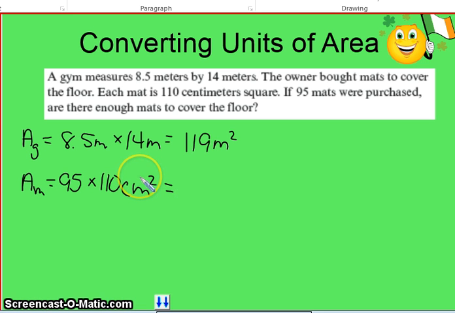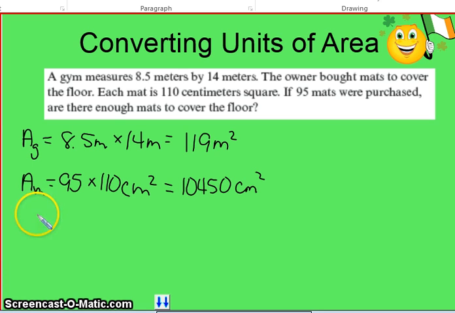And when we multiply those two things, we get 10,450 centimeters squared. Alright, now it's sort of an impulse here to say, oh, there's way more area of the mats than there is of the gym, so yeah, there are enough mats to cover the floor. However, the area of the gym is in meters squared, and the area of the mats is in centimeters squared, so we're going to have to convert one of these.